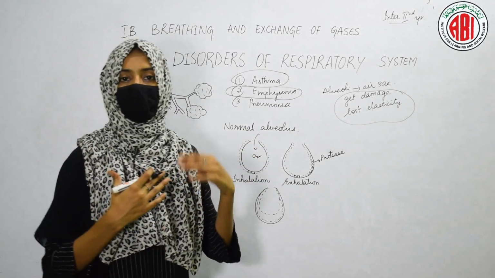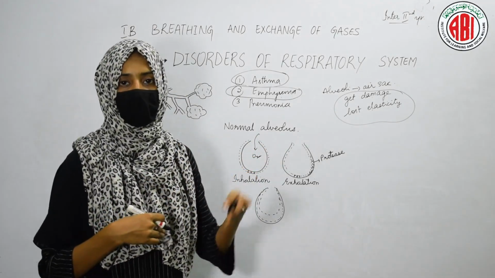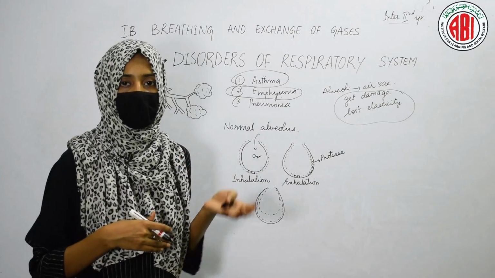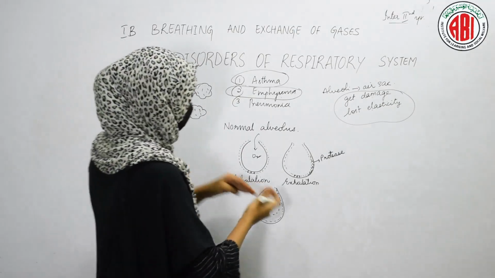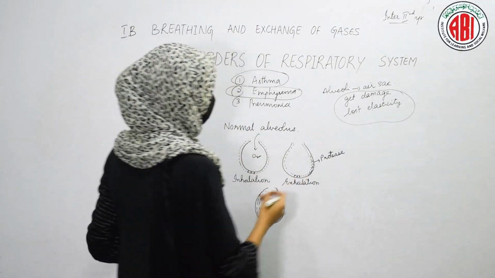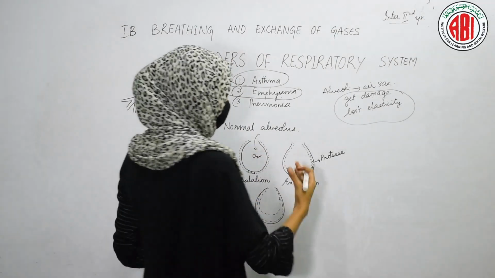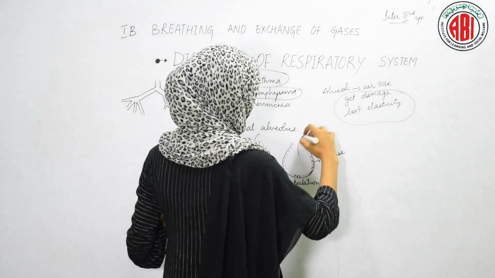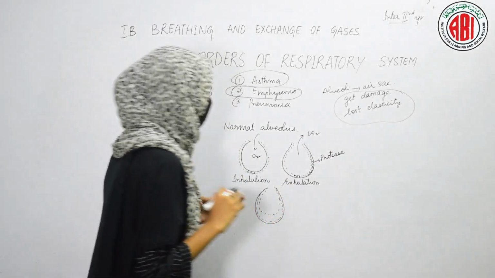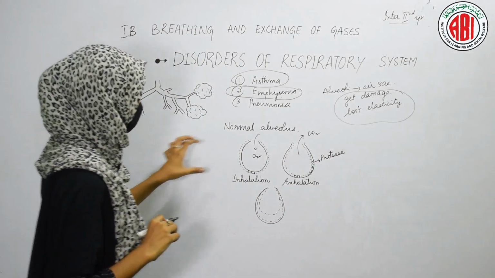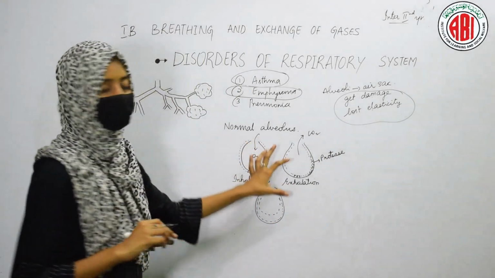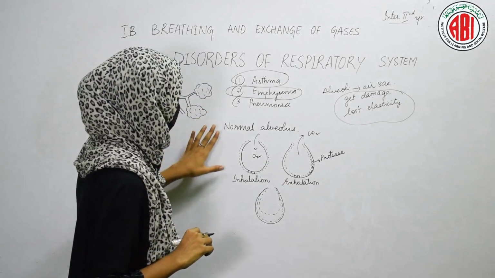If we have to breathe out, if we have to remove the carbon dioxide out of our body, then the relaxation of the alveolar wall takes place. Due to the relaxation of the alveolar wall, the carbon dioxide can move out of our alveolus. This is what happens during normal inhalation and exhalation when our alveolus is functioning normally.